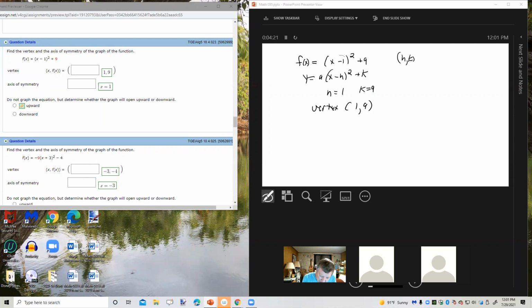So it's the inverse of the inside and the obvious of the outside, okay? This is where people often make a mistake. They write -1, 9, but it's the inverse of what's inside. So that means over here, it would be 1, 9, okay?